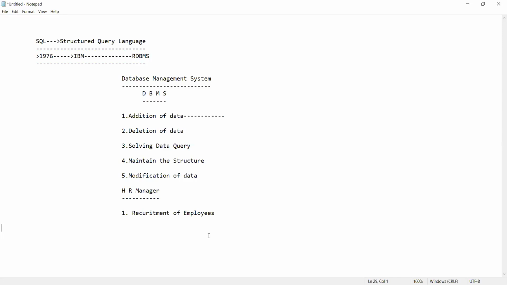Recruitment of employees. New employees are recruited. What for? The new employees are recruited for achieving the task, or whatever new project they got, to work on this project. New employees are recruited as per the requirement of new various technologies. So that is the basic job of the HR manager. Am I right, everyone?